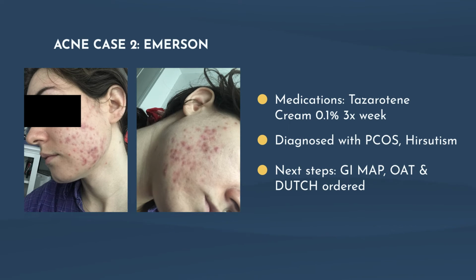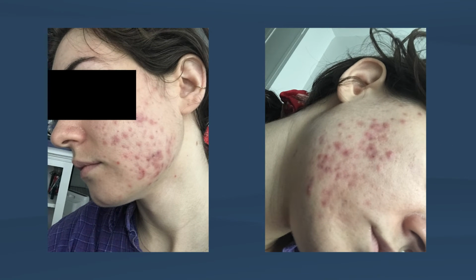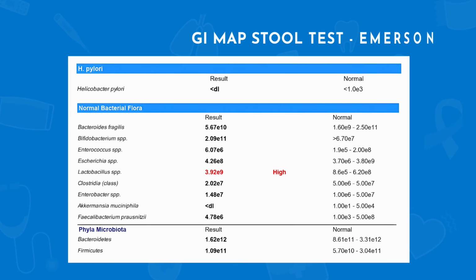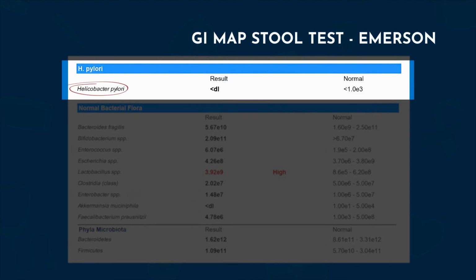Okay. And here we just see a close-up of what it looks like. It's pretty severe acne. So now we're looking at the GI map results for Emerson, and we see that this patient has no H. pylori. Once I see that there's no H. pylori, then I get a little suspicious, and I am thinking I'm probably going to do that Dutch hormone test.